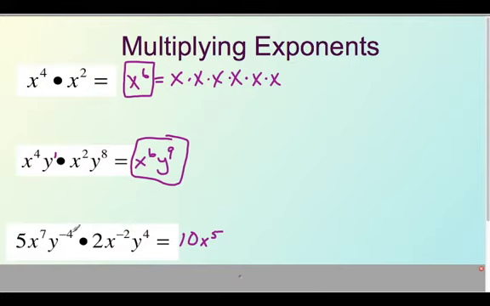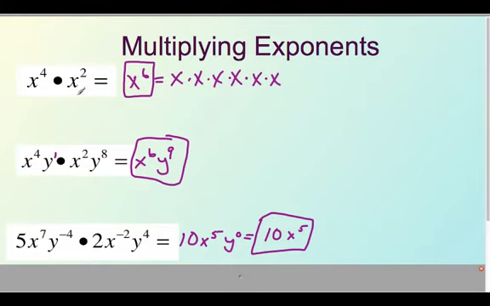Negative 4 plus 4, that's y to the 0. But any number raised to the 0 power is the same thing as 1. So then it's going to be 10x to the 5th in this case, because that just means we're multiplying by 1. We don't have to write that part down. So that becomes our answer on that one. So again, you can multiply.